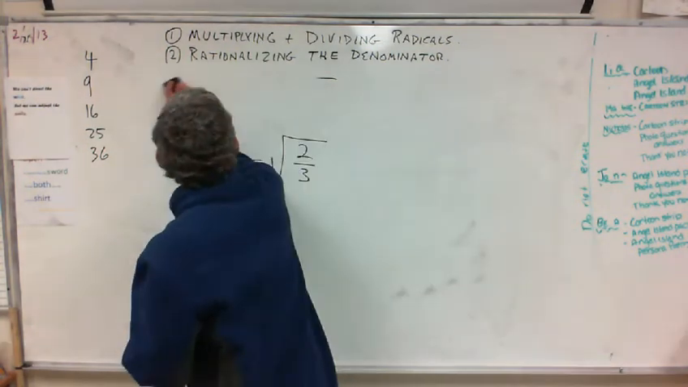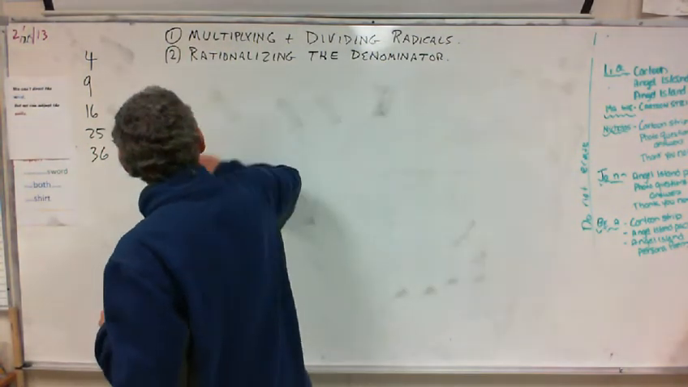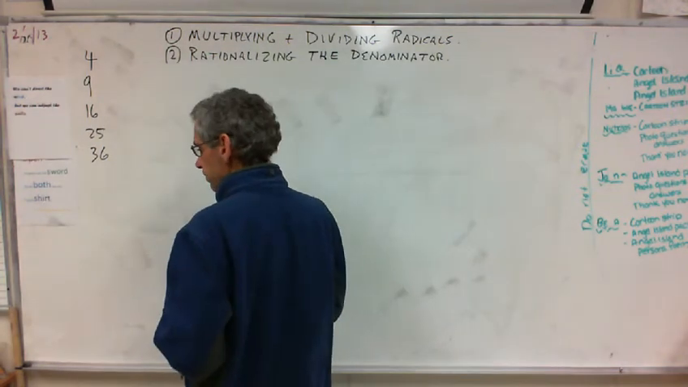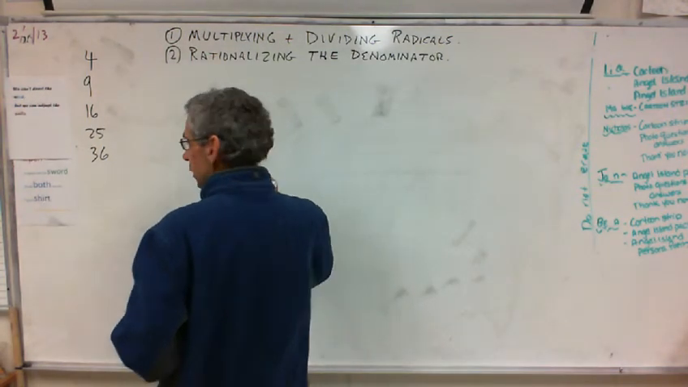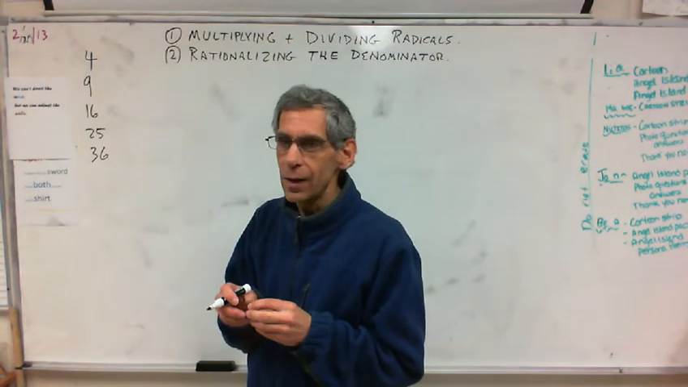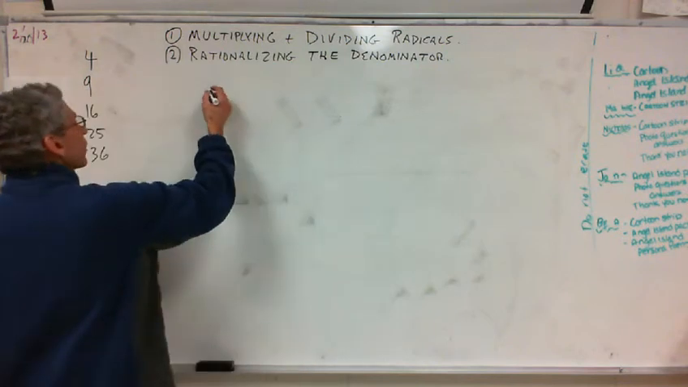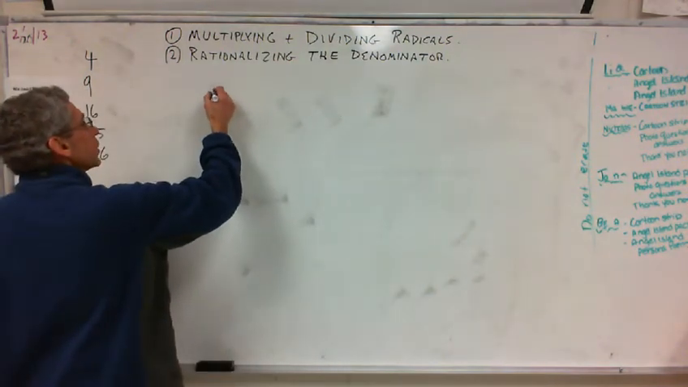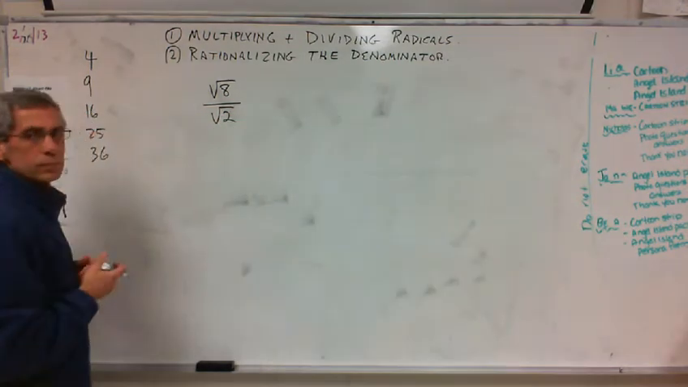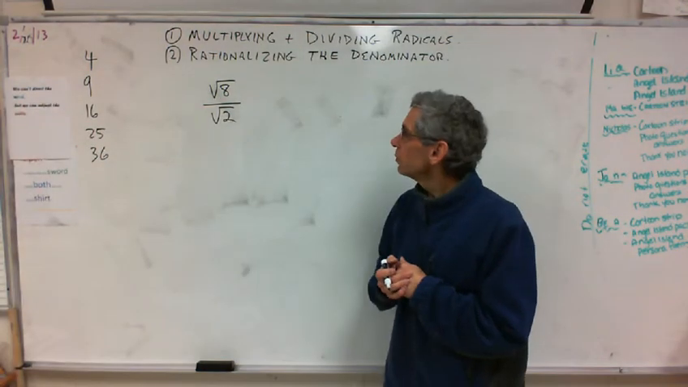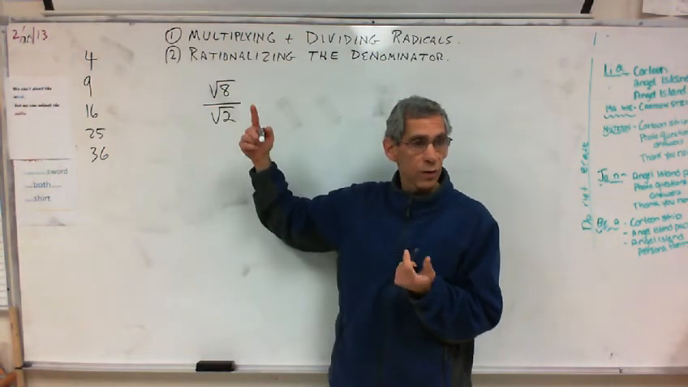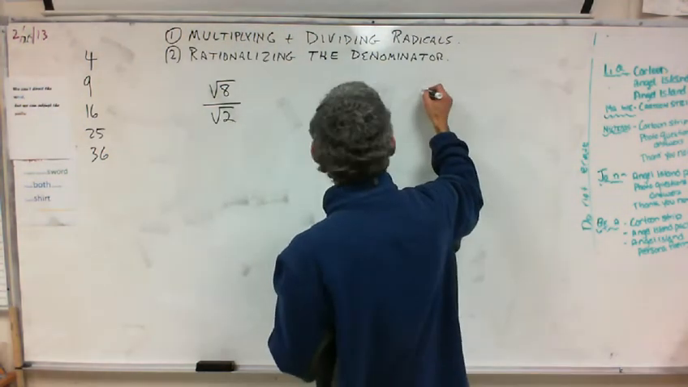What if I gave you the square root of 8 over the square root of 2? I could simplify this first. There's two ways I could do it. In fact, I'll do it both ways so you can see.